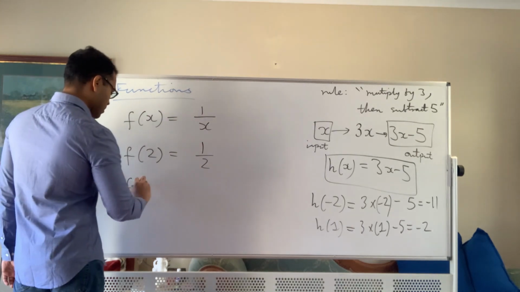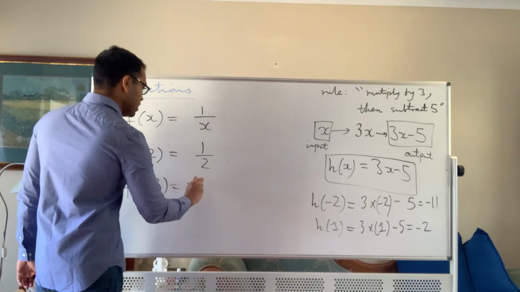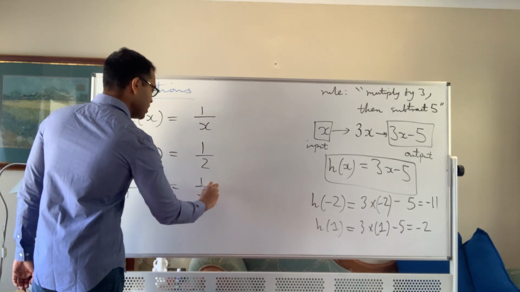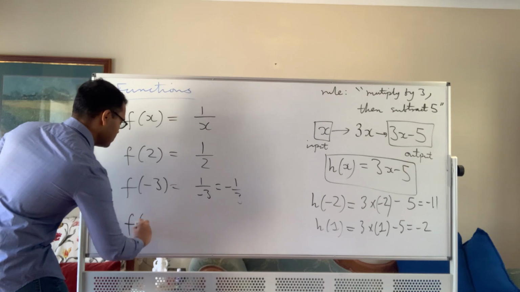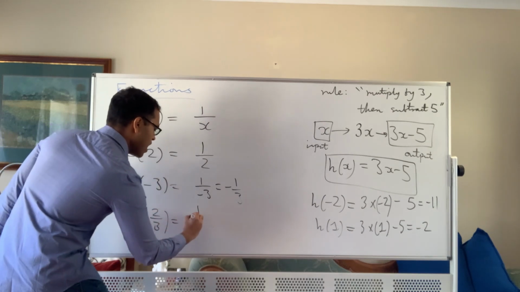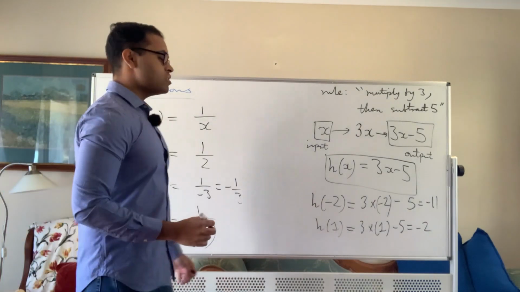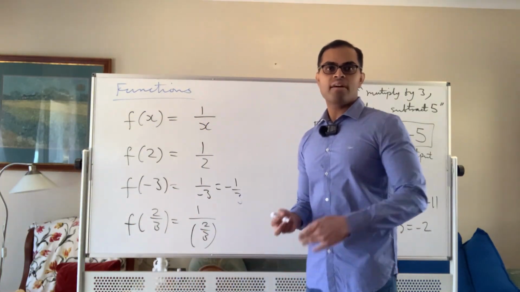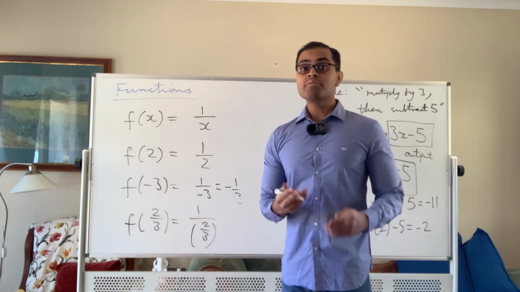You can keep going. You can say f of -3 as a negative number, what's it going to be? It's going to be 1 over -3, which is also -1 over 3. And you can do even something like a fraction. F of 2 over 3, it's going to be 1 over 2 over 3. So this is important, that inputs need not be whole numbers. So far I've done whole numbers. Inputs can be fractions. They don't have to be integers.